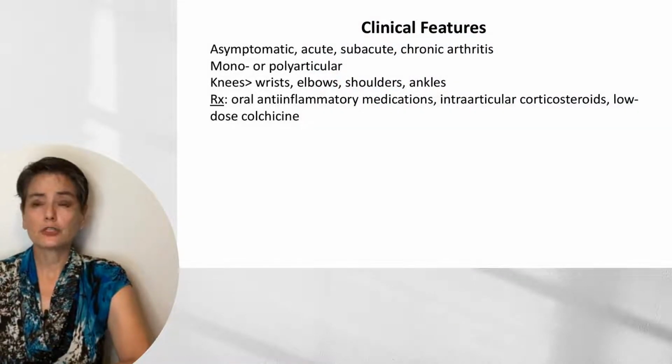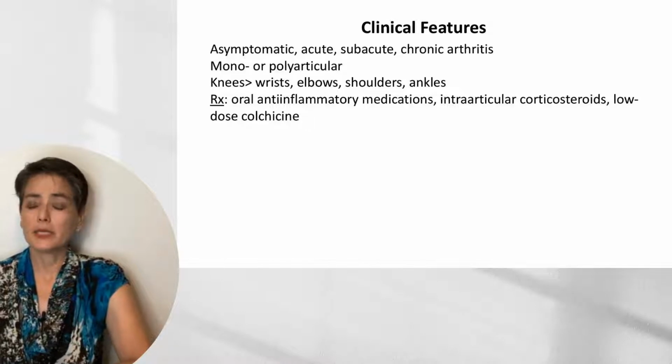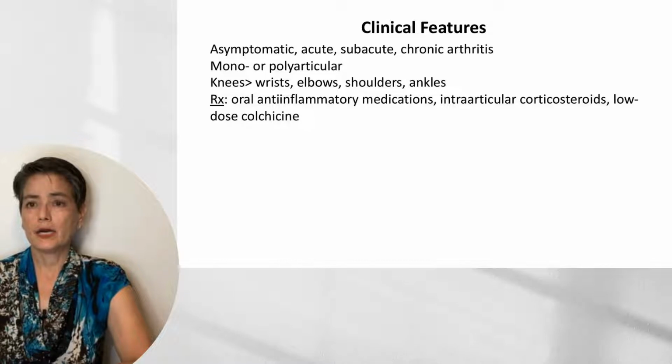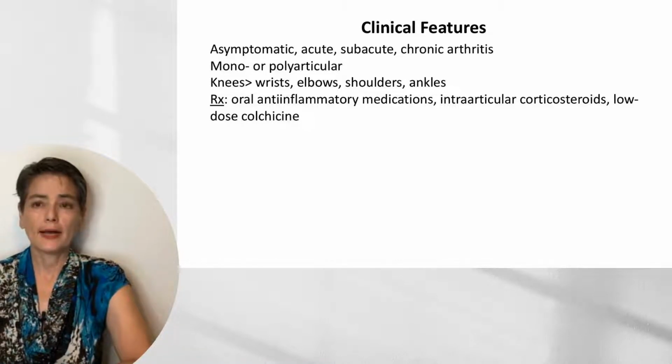The clinical features of pseudogout are that it can be completely asymptomatic and diagnosed purely based on finding it incidentally, for example, in joint arthroplasty, or it can be acute, subacute, or chronic arthritis that affects one or multiple joints. It most commonly affects the knees, but can also arise in the wrists, elbows, shoulders, and ankles.